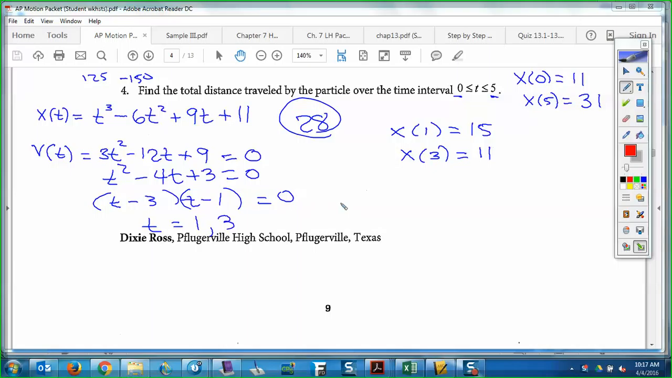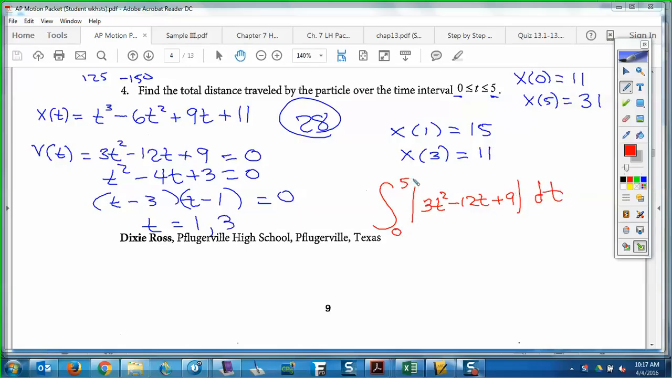So we could set up an integral right here, which would be the absolute value of what? Speed. Absolute value of velocity, right? Absolute value of velocity is total distance traveled. So what do we want to put in here? 3t squared minus 12t plus 9. Right? From?